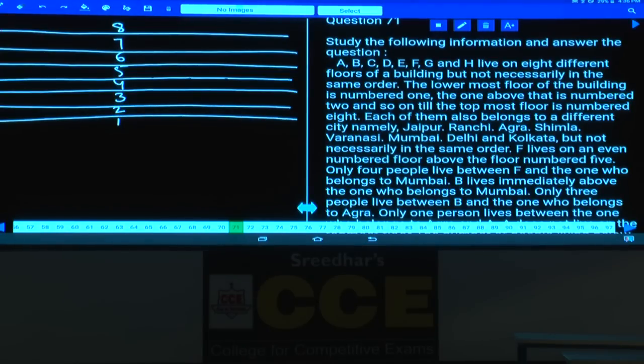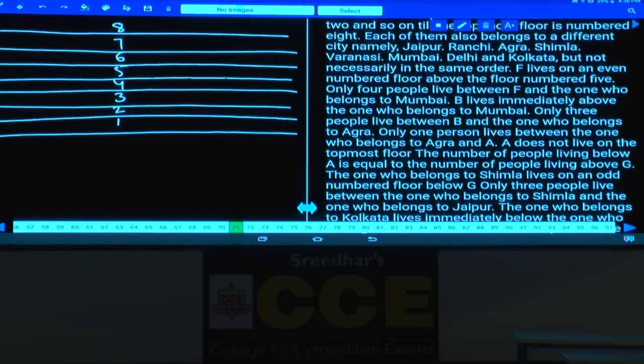Then condition number 1. F lives on an even number floor above floor number 5. F is even number floor above floor number 5. Tell me what are the different possibilities for this F. F is even number floor and above floor number 5.